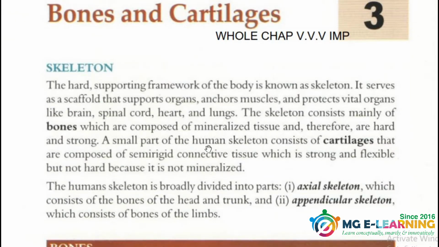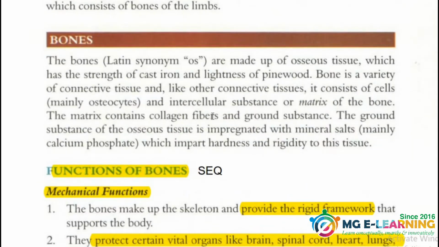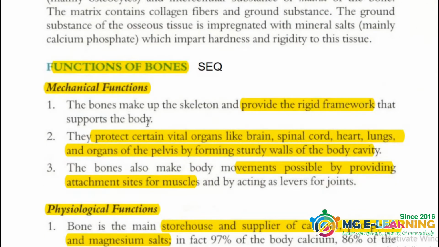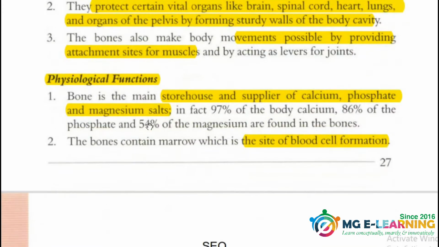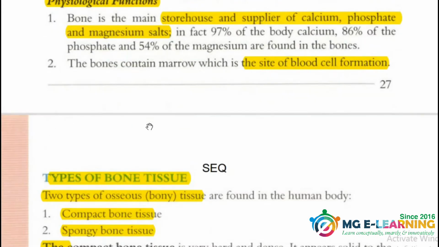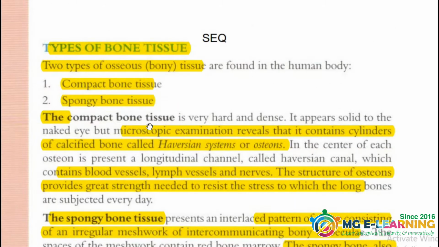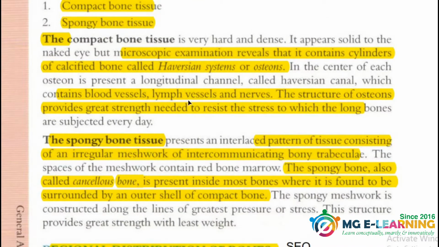Skeleton, this first paragraph is not important for your reading. You can read this. Bones are important, and first is the functions of bones. This is important for your SQ. There are mechanical functions and physiological functions. These are all important. Then is the types of bone tissues. This is again important for your SQs. So you have to do all the highlighted text.